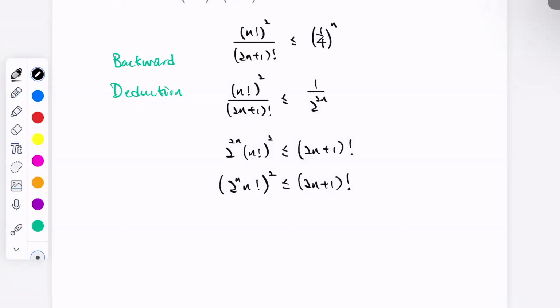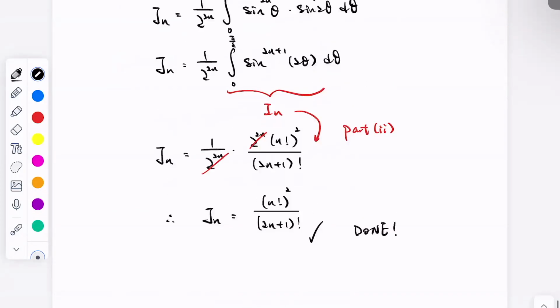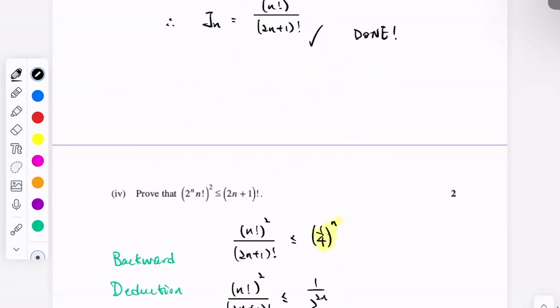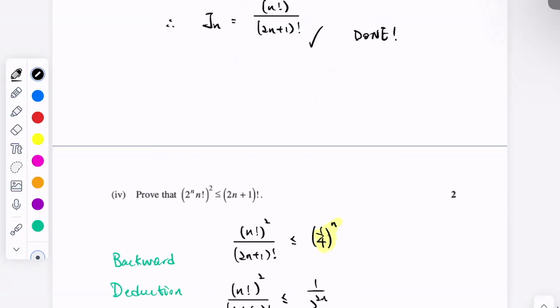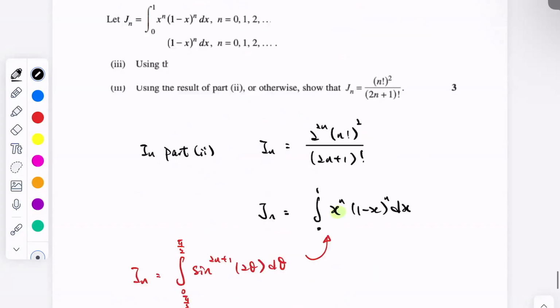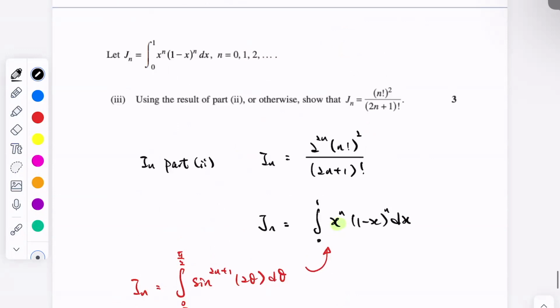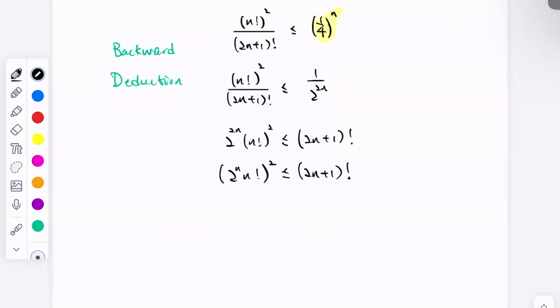So indeed, once I have got this number, I will think of what the Jn is that we have proved. The Jn that we have proved in part 3 is exactly the left-hand side of our inequality, which is (n factorial) squared over (2n plus 1) factorial. But what is the Jn? If we look more carefully at part 3, the Jn is the integration from 0 to 1 of x^n (1 minus x)^n dx. So I can start from the Jn to see what the correlation is between the Jn and 1 over 4.